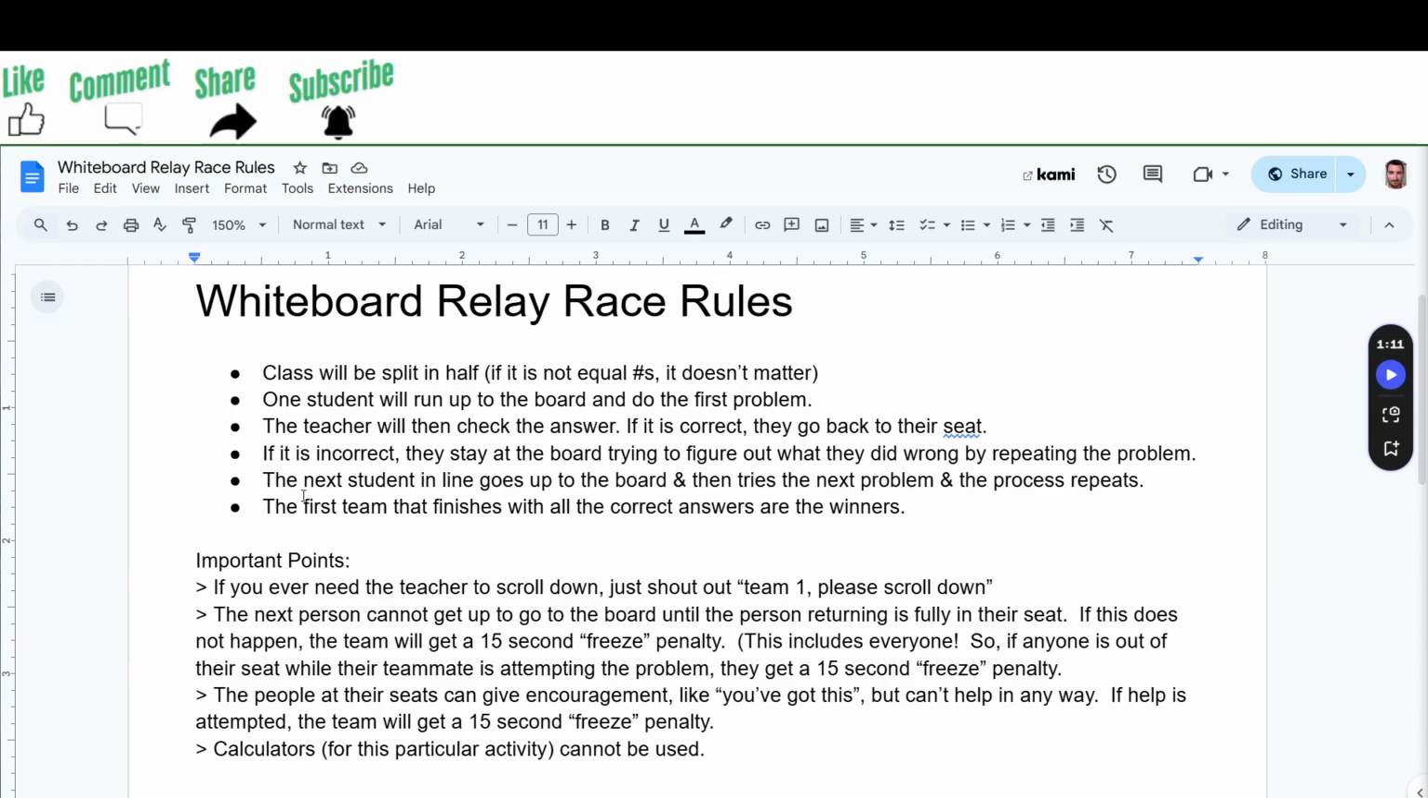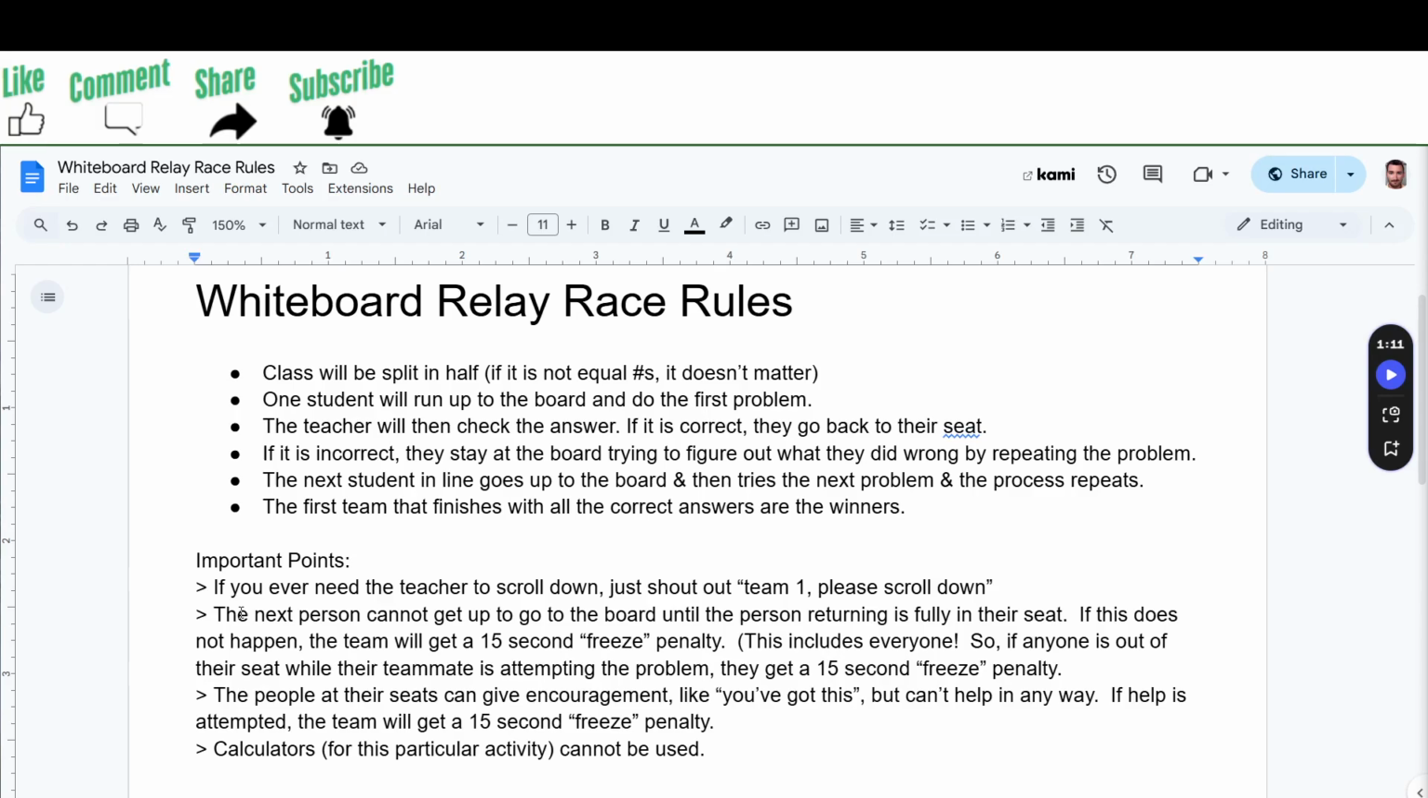And again, I'm going to show you what this looks like so you get a better visual. The first team that finishes with all the correct answers are the winners. So important points. If you ever need the teacher to scroll, just shout out, Team 1, please scroll. So you're going to see what that looks like. Because you as a teacher may forget to scroll down on the document, so you're telling the students, go ahead, just yell to me, scroll down.